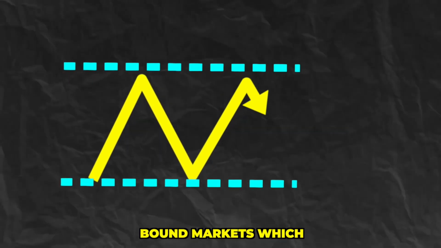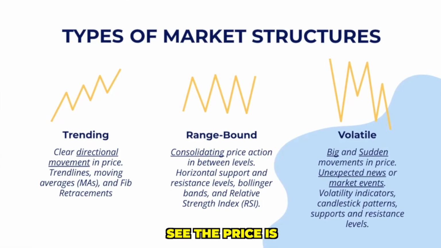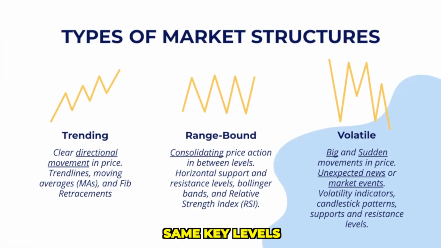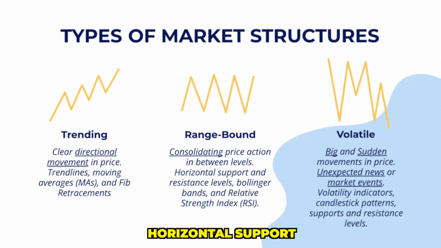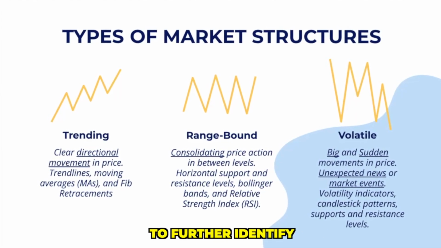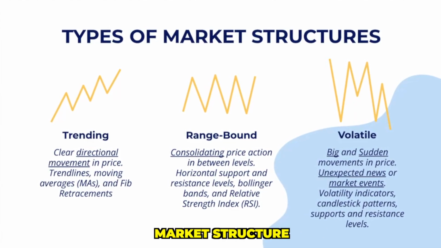Secondly, we have range-bound markets, which occur when price is consolidating between levels, so you'll start to see that price is either rejecting or bouncing off the same key levels. You can use horizontal support and resistance lines to further identify this type of market structure.